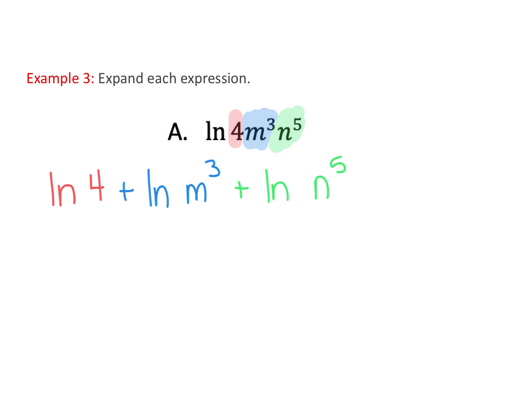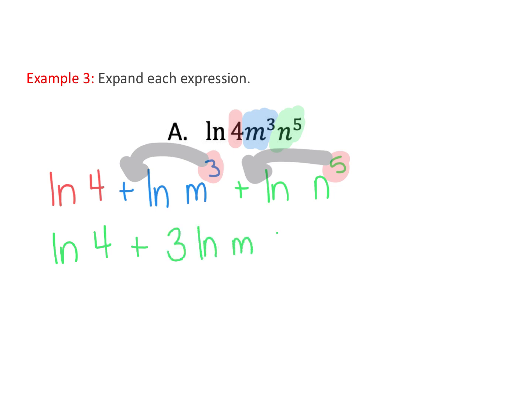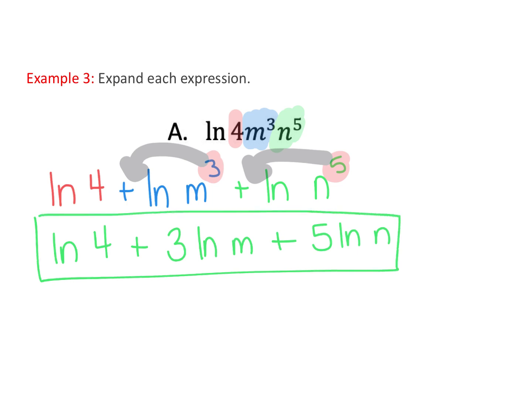And now on 2 of these, I have an exponent up here that I can use my power rule. So I'll just recopy this ln of 4 plus 3 times the ln of m plus 5 times the ln of n. And I can't expand this any further. So this is expanded. And why are we doing this? Well, you're going to see once we get to solving equations, it's going to make it more manageable to implement these rules.